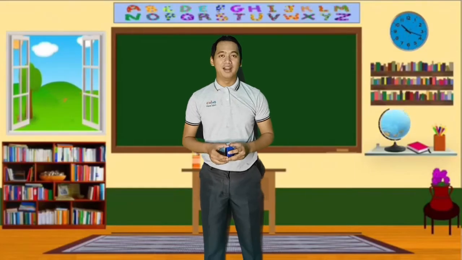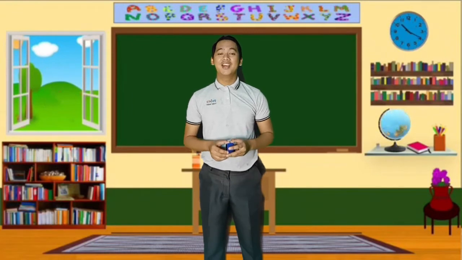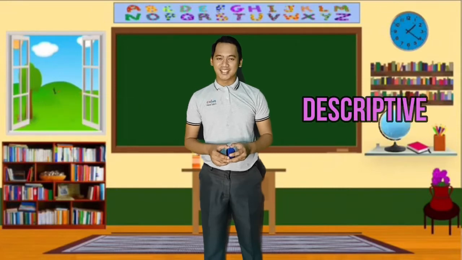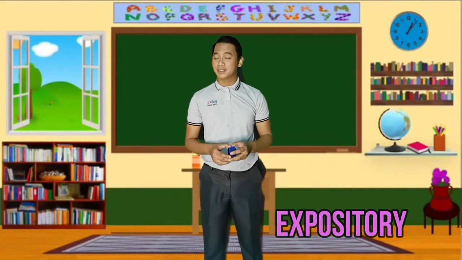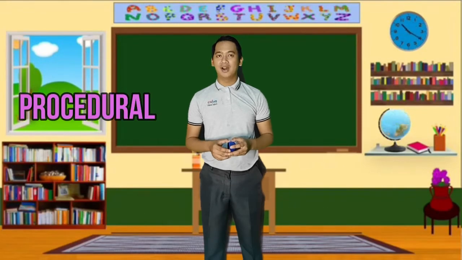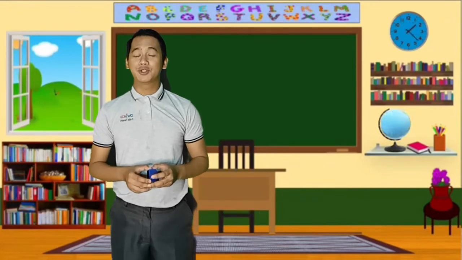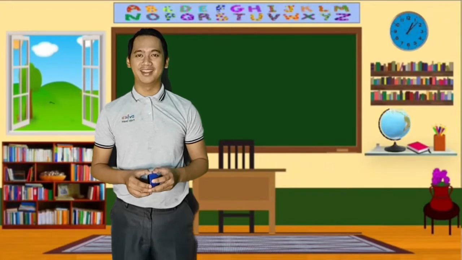Before digging deeper, let's first check how well you understand our past lesson. What are the different text types again? Correct. We have narrative, informative, descriptive, persuasive, argumentative, expository, and procedural text. Most importantly, we were able to compare and contrast information from the text that we have read.